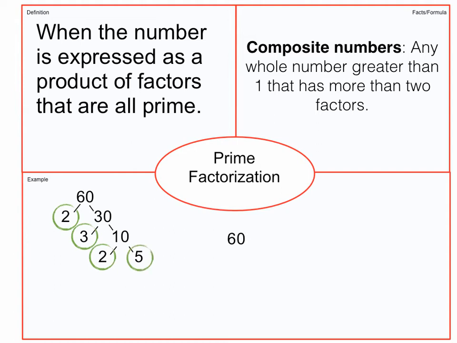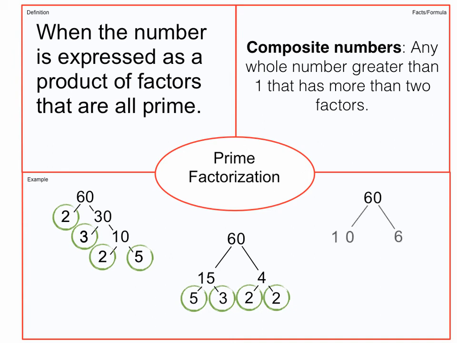Looking at 60 again, you could also have two factors, 15 and 4. And then 15 has factors of 5 and 3, and 4 has factors of 2 and 2. Looking at 60 one more time, we could have factors of 10 and 6. And then 10 would have factors of 5 and 2, and 6 would have factors of 3 and 2.